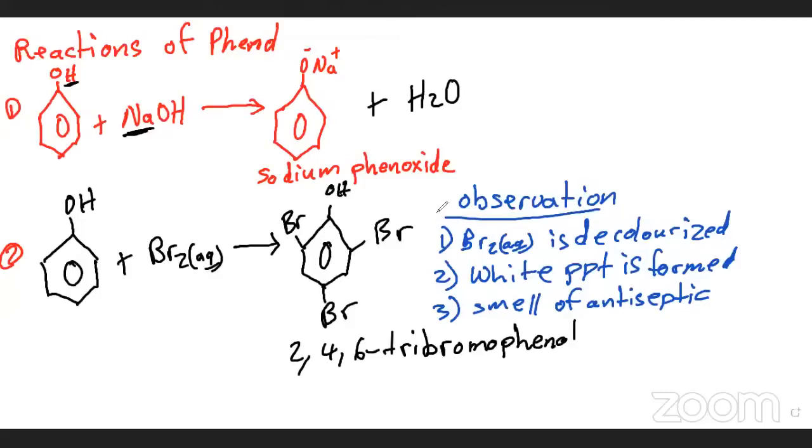Sir, could you repeat number 2? The reaction for number 2. Someone was mentioning this, they're correct. You use 3 moles of bromine. For the observations, this bromine here is going to be decolorized. The 2,4,6-tribromophenol is the white precipitate. It has an antiseptic smell. Right, so I put the 3 in front of it.